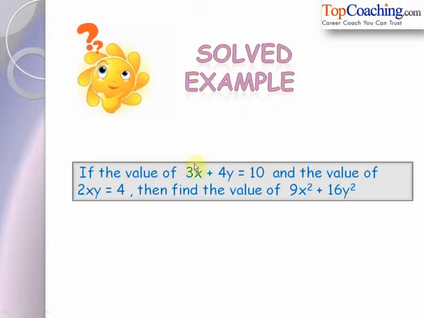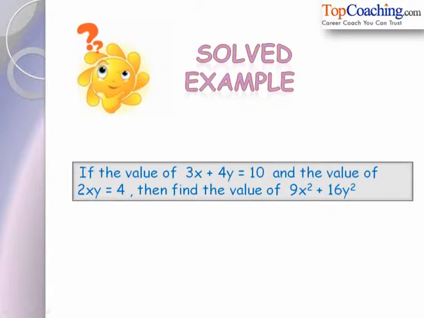Let's try to solve one more example. If the value of 3x plus 4y is equal to 10 and the value of 2xy is equal to 4, then find the value of 9x square plus 16y square. So in this problem, we have been given that 3x plus 4y is equal to 10 and the value of 2x into y is equal to 4. And we have to find out the value of 9x square plus 16y square.